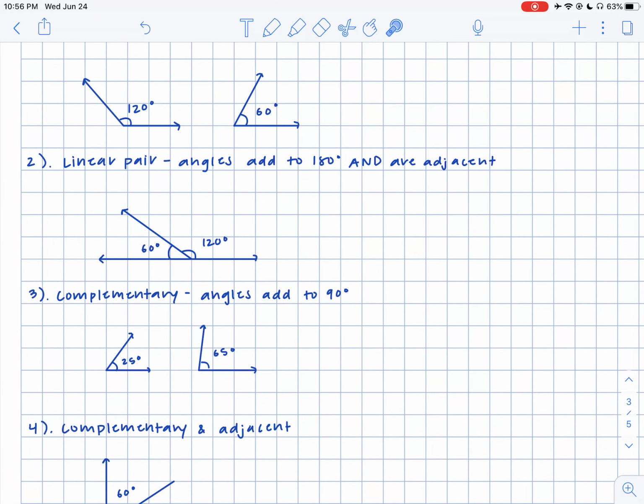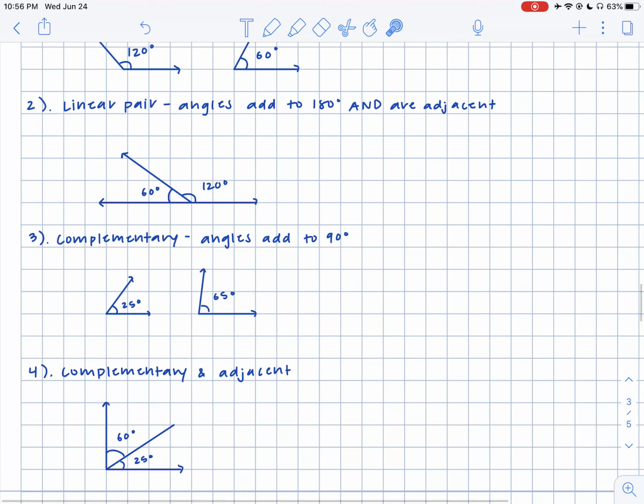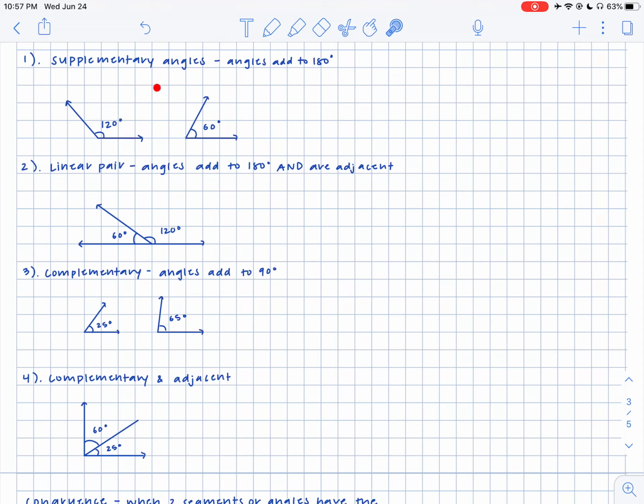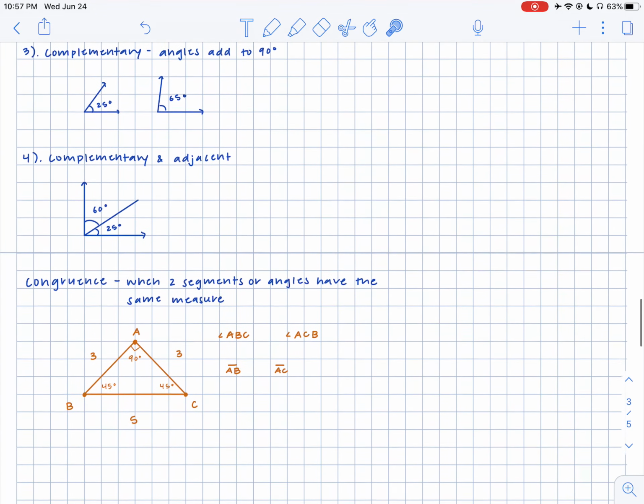Next is complementary. These are angles that add to 90 degrees. So this angle, 25 plus 65, makes 90 degrees. Complementary and adjacent: these are angles that add to 90 and are adjacent. So you see these are next to each other. So you see this trend of supplementary and also supplementary and adjacent, complementary and adjacent. These are really to describe a relationship between two angles.